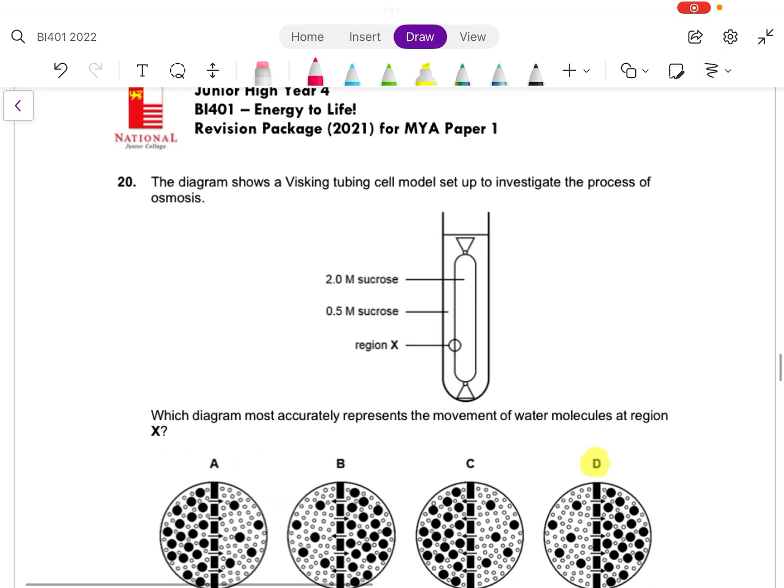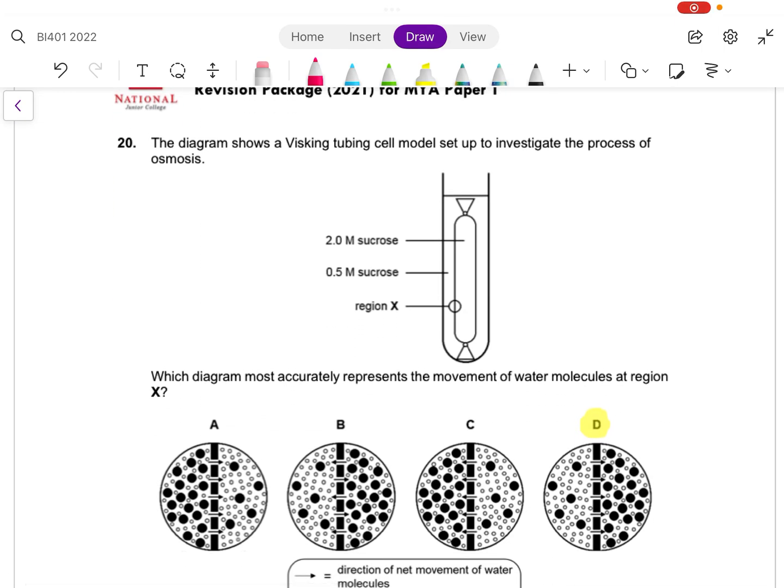Next, let's go to question 20. Question 20 shows a Visking tubing. In the Visking tubing, there's 2 M of sucrose. Outside of the Visking tubing, 0.5. That means that we can say the inside of the tube is hypertonic. Hypertonic means there's more dissolved substances. Outside is hypotonic. That also means that inside the Visking tubing, the water potential is low. Outside, the water potential is high. That means you expect water to be moving in.